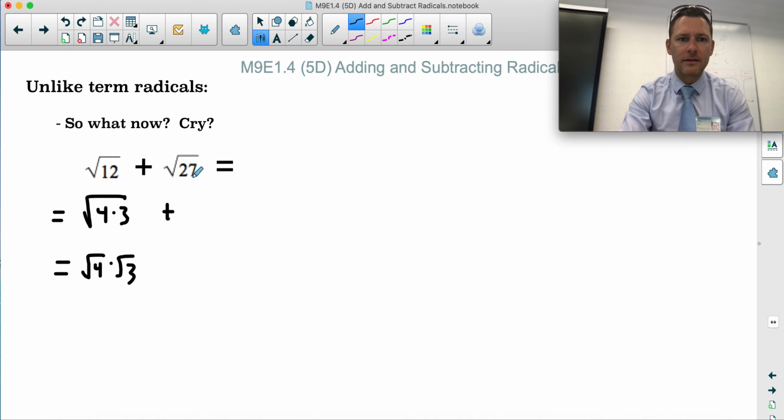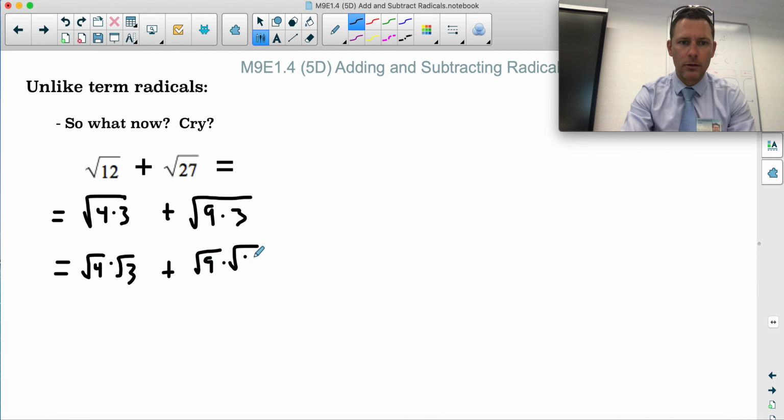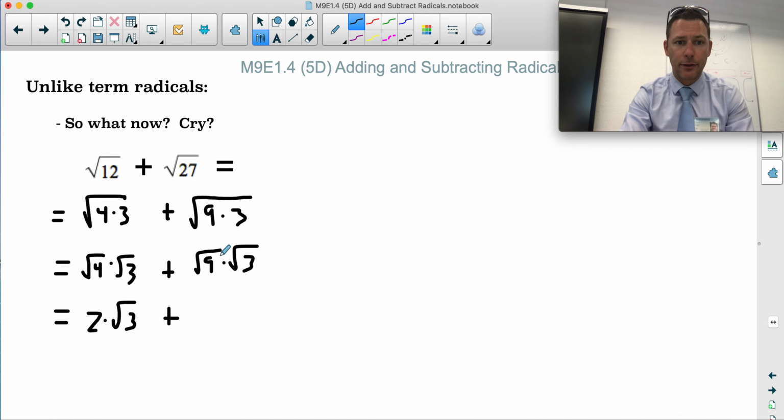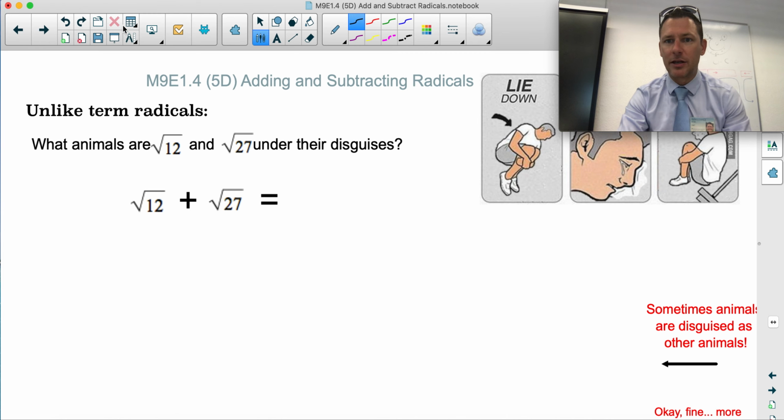And this is like saying, 27 is 9 and 3. And we can break that into root 9 and root 3. What that lets us do is say root 4 is 2, root 3, and this is 3 root 3s. And now we got a ball game. We can add them together, right? I think that's what's happening here.